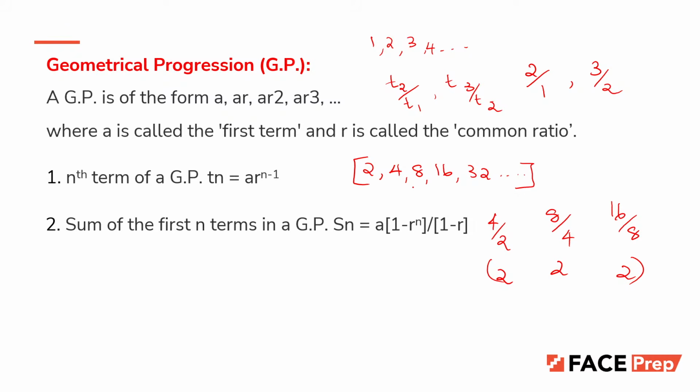So if we have a geometric progression, I may get two different questions. One is identifying the nth term and the other is identifying the sum of terms. Similar to arithmetic progression, we apply the formula a into r power n minus 1. Just note down this formula, a into r power n minus 1.